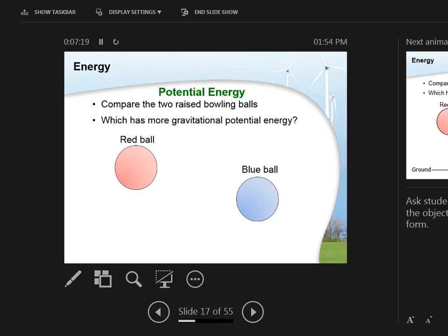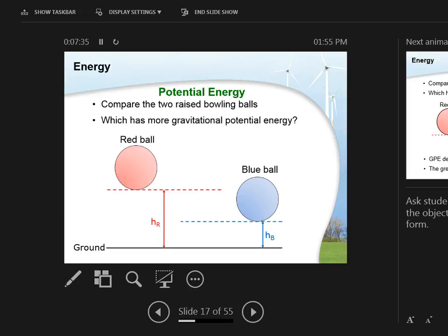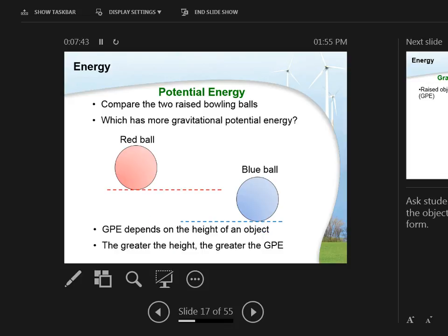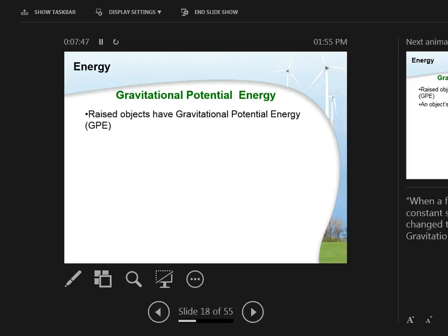Red bowling ball, blue bowling ball, different height from the ground. Which one has greater capacity to do work? Red ball. And why is that so? It has a greater height from the ground. So height of red ball greater than height of blue bowling ball. So the greater the height, the greater the gravitational potential energy. And now we can write down our equation for gravitational potential energy.